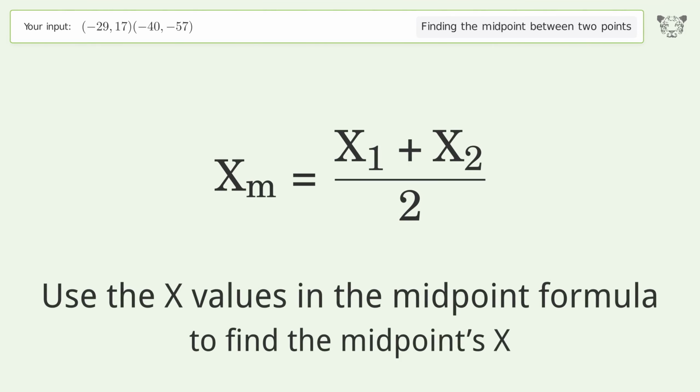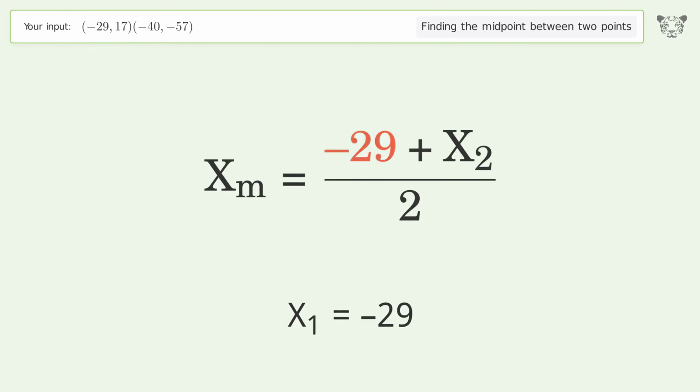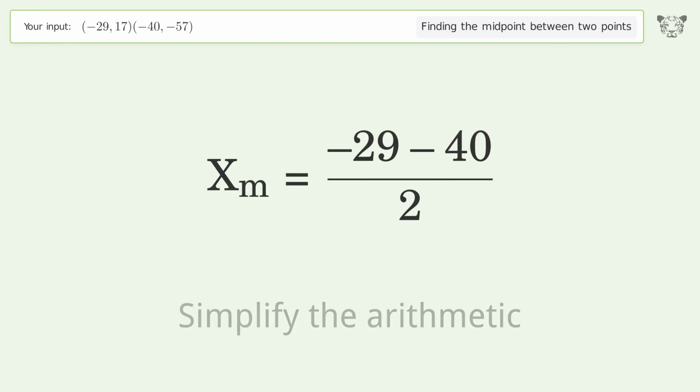Use the x values in the midpoint formula to find the midpoint's x. x1 equals -29. x2 equals -40. Simplify the arithmetic.